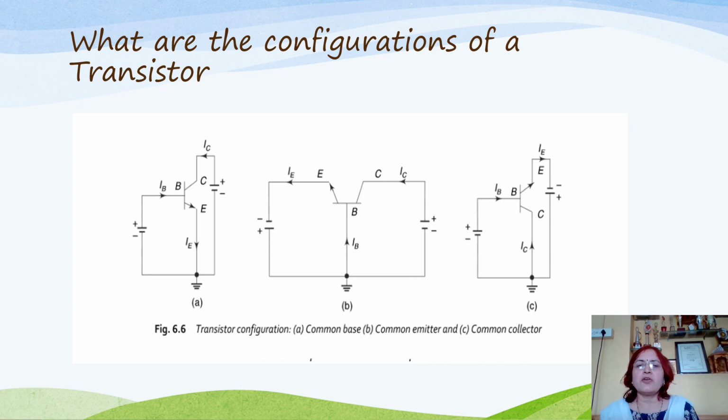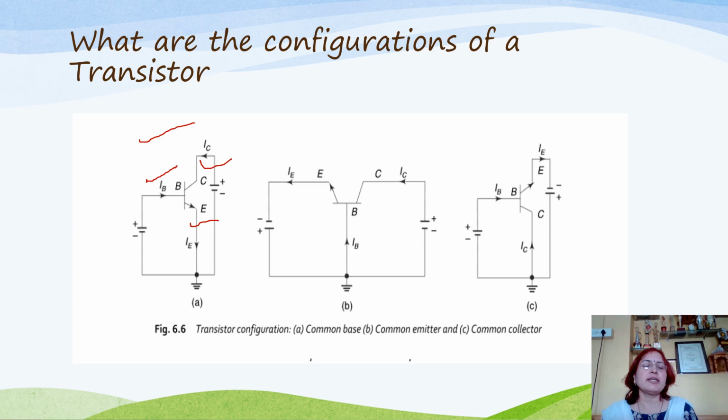Here, the three configurations of transistors are shown below. See the first figure A. This is the common emitter configuration. Here, input terminal is base terminal, collector is output terminal, and third, emitter, is common to input and output circuit. What does it mean? The input is applied between base and emitter and output is taken between collector and emitter.